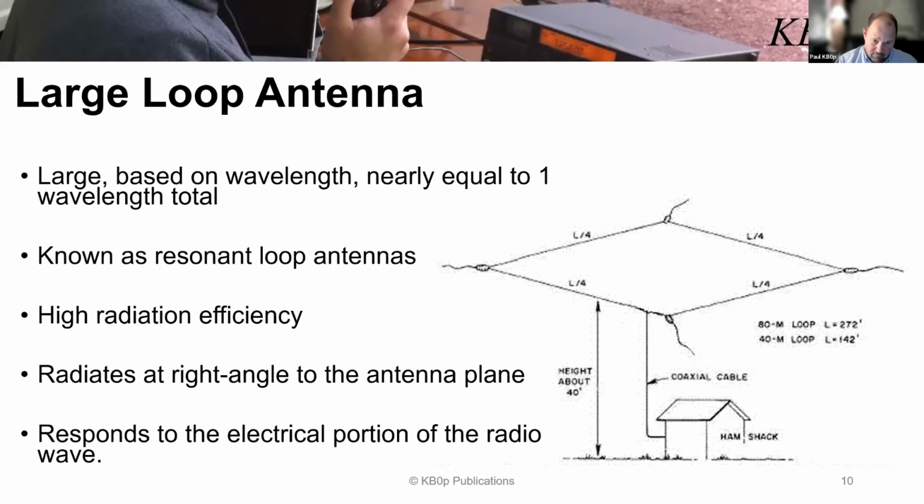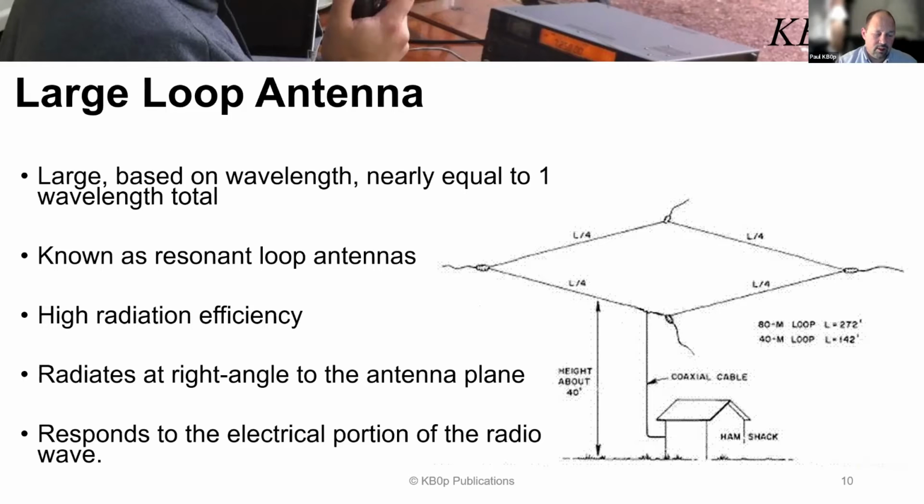So in this case here, if you can imagine this loop hovering above your house, it's flat. Okay, so the plane of the antenna is flat. It's over the top of your house. So when I say the loop radiates at 90 degrees, it's radiating straight up. So 90 degrees, or at right angles to the antenna plane. So this loop antenna, for example, would be radiating straight up. It would be kind of like looking through a magnifying glass, and as you're looking through that glass, that is the direction that the signal is going.